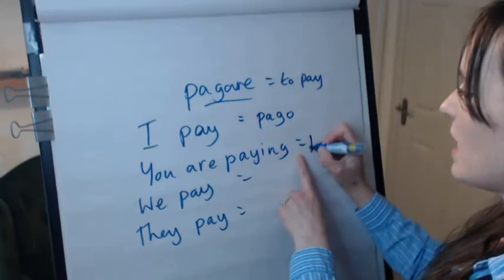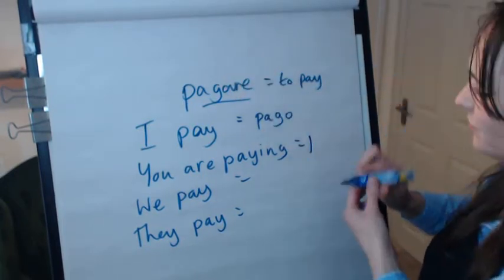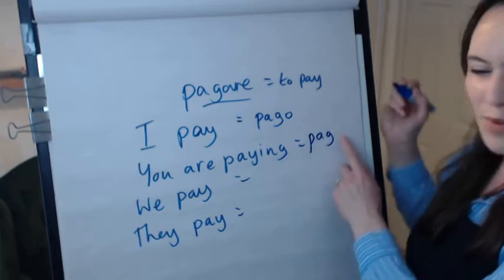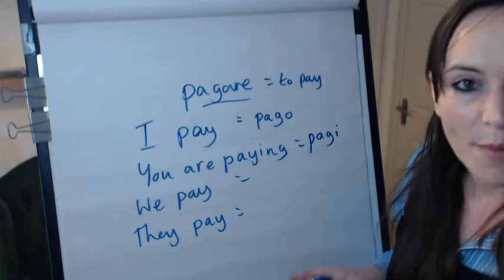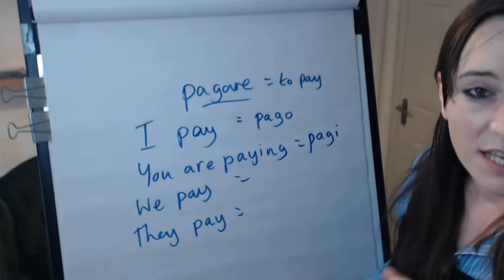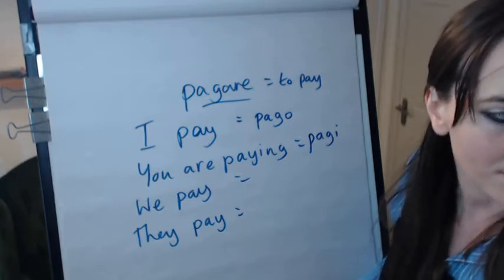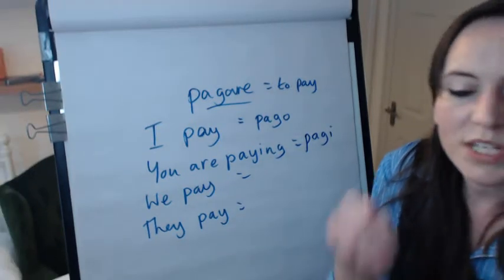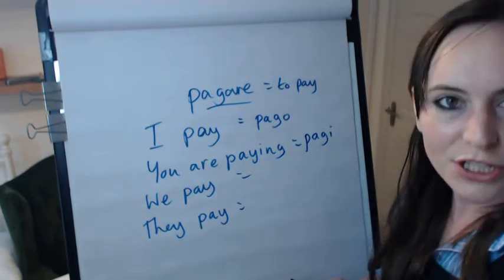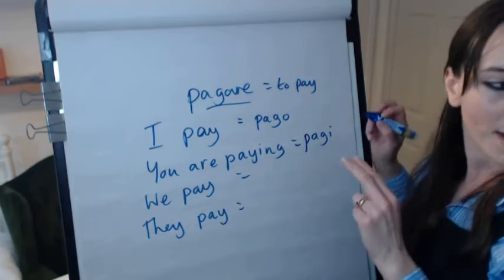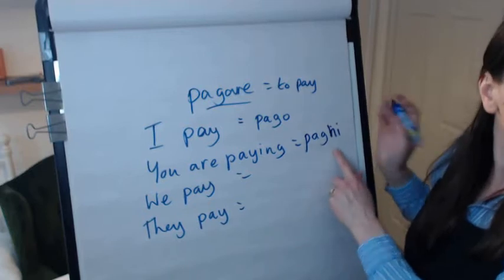But here, if we take it down to the stem of the verb, pag, and then we put an I at the end, just on its own. Do you remember what I said about a G and an I? A G followed by an I becomes a soft G sound. It's not a hard G sound, and the hard G sound is what we need. So in Italian, to make that hard G sound, you add an H after the G. So, pagi non si usa. Pagi, così.